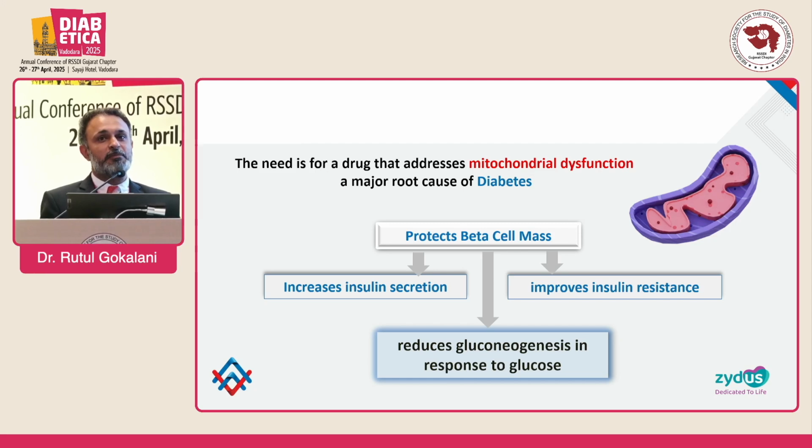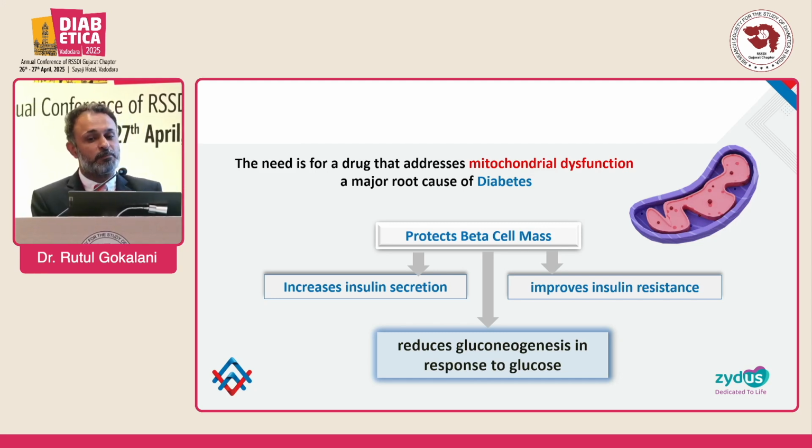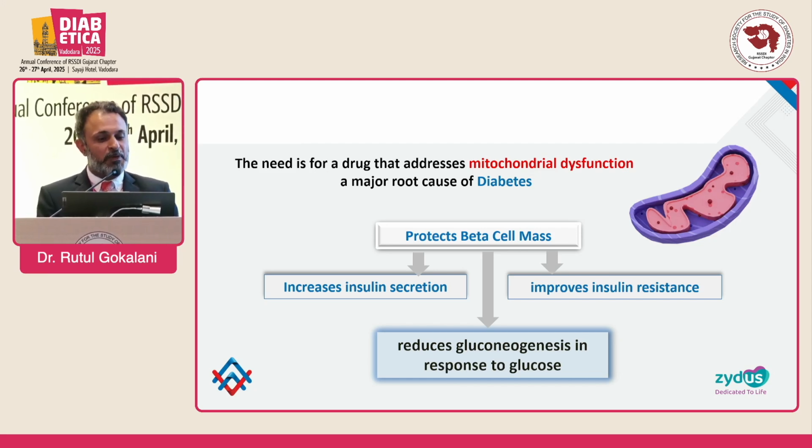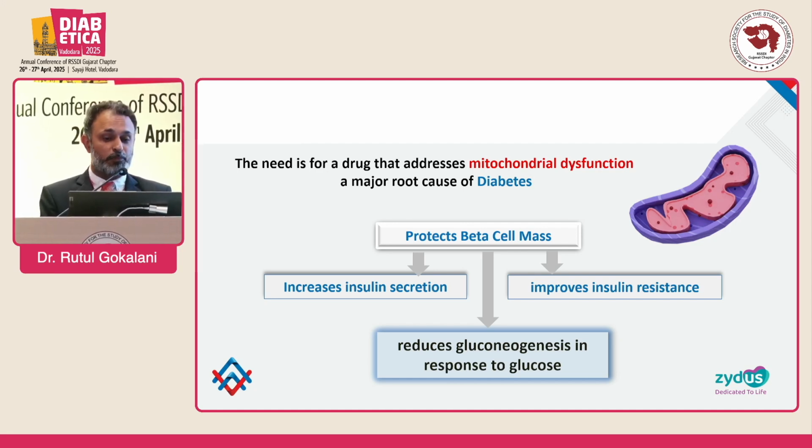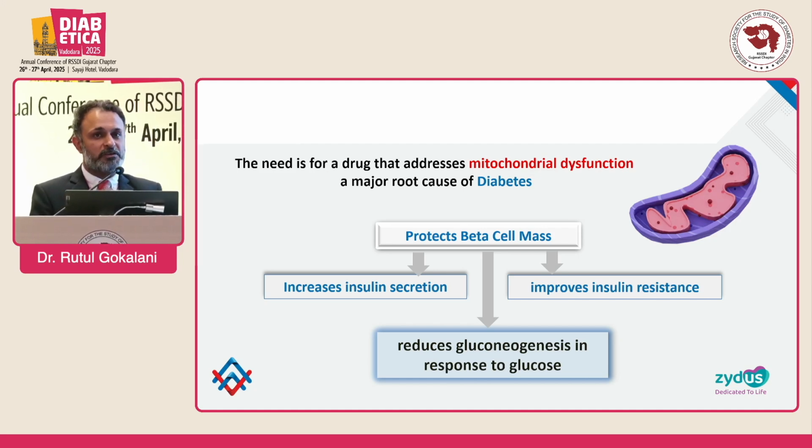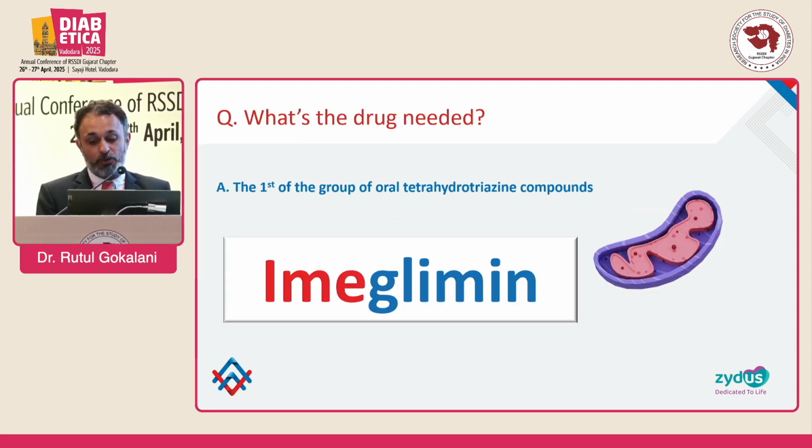The similar kind of molecule is IMEGLIMIN. Even we can compare it to metformin to some extent. So the need is for a drug that addresses mitochondrial dysfunction, a major root cause of diabetes. It protects beta cell mass, and insulin secretion is increased as well as insulin resistance is improved. So it reduces gluconeogenesis in response to glucose at muscular level, as well as hepatic gluconeogenesis is also reduced.